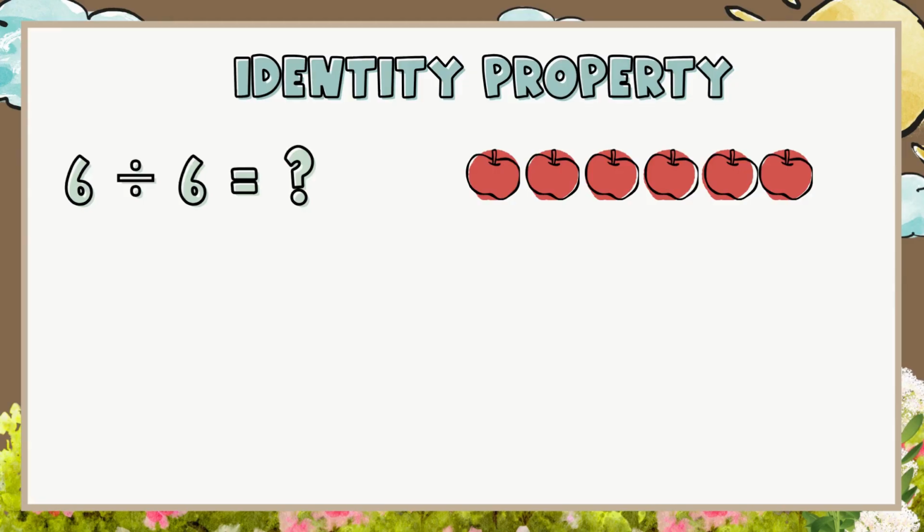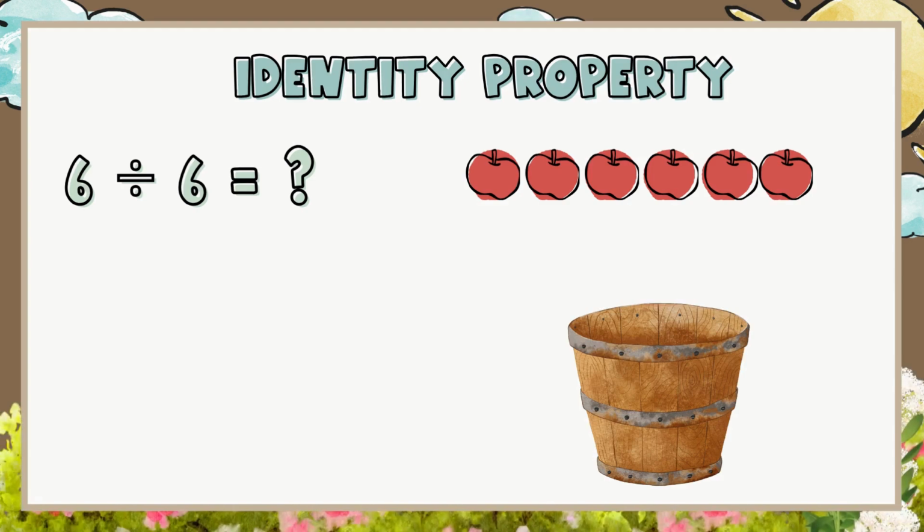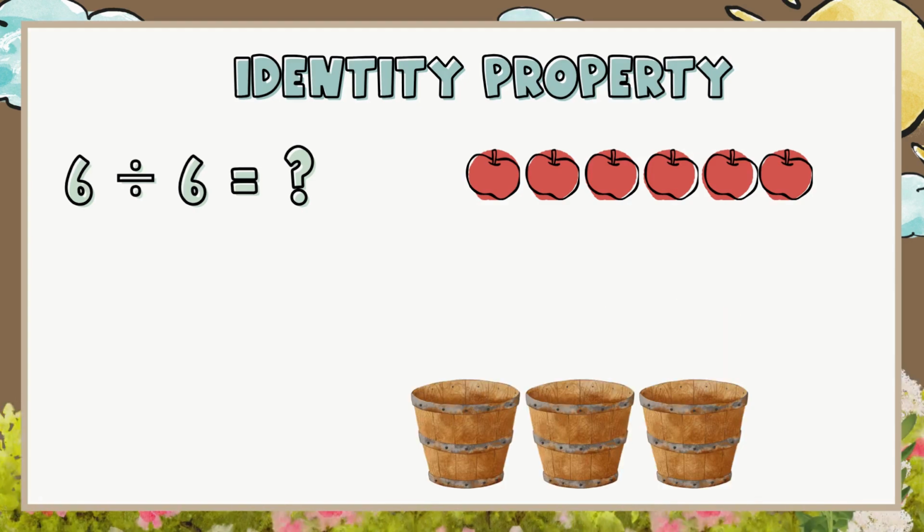Our dividend says we have 6 items to give away, right? So that means we have 6 apples. Let's count to make sure. 1, 2, 3, 4, 5, 6. And our divisor says that we have to share them among 6 people, or we have to share them into 6 buckets.